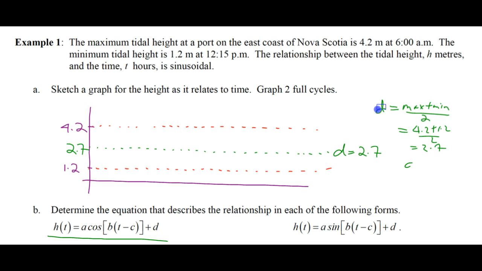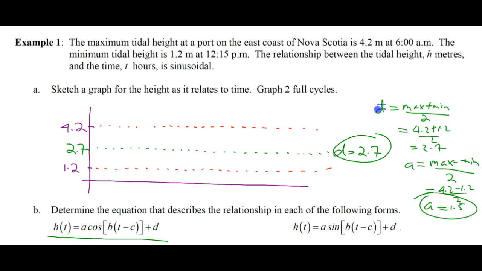What's the amplitude? So A is equal to max minus min over 2. So if I want to calculate it, it's 4.2 minus 1.2 over 2, which is 1.5. Or you just say, how far is this? Oh, that's 1.5. Then this better be 1.5. As long as they're both 1.5, you're good, because it's got to be halfway in between. So we got D, we got A.